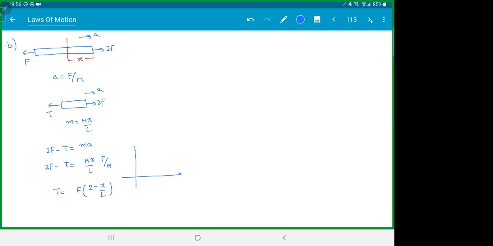If you try to plot this graph, tension versus x, when x is 0, tension is 2F. When x is L, the tension is F. You don't touch 0. The graph goes from 2F to F. C part, you're pulling and pushing it there. Try, you got a minute for the C part.